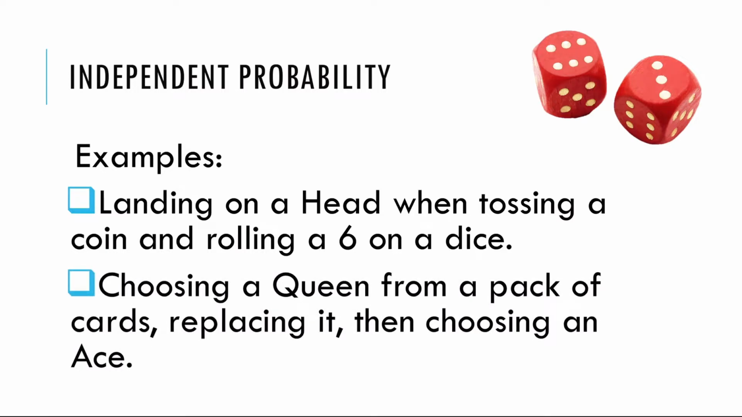Choosing a queen from a pack of cards, replacing it and then choosing an ace, they should have no effect on each other because you've put the queen back in the pack, so there's 52 cards again.